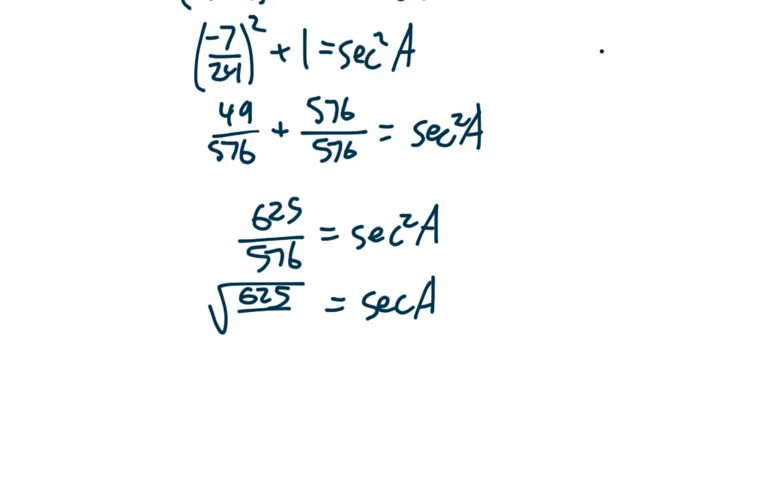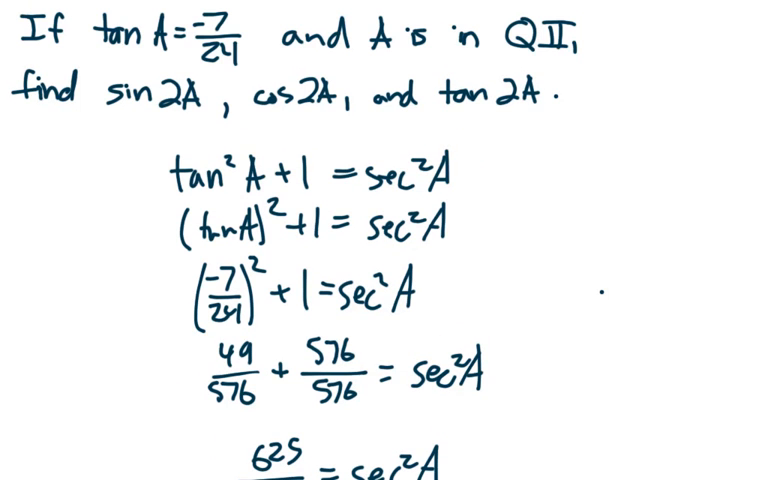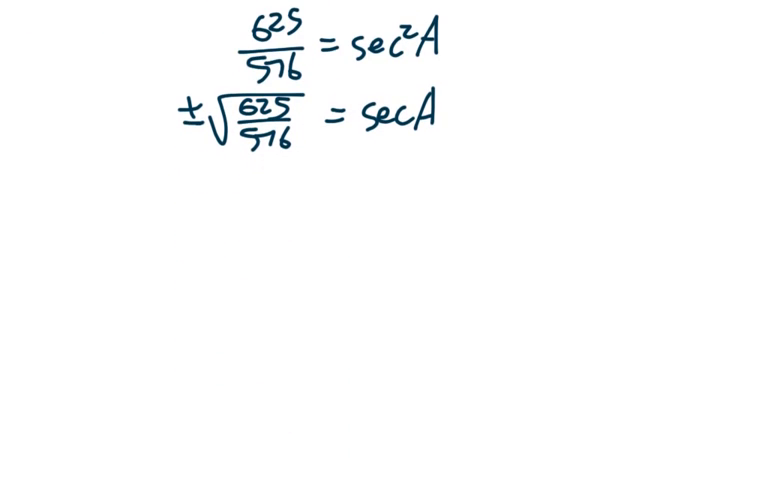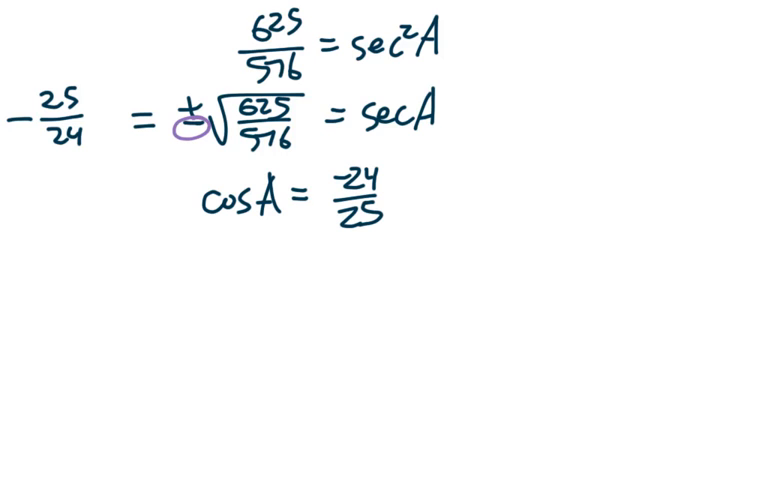And when you take the square root of both sides, you've always got to say plus or minus. Which one do I choose? Plus or minus? What quadrant is A in? Quadrant 2. Well, secant is the reciprocal of cosine. Cosine is negative in this quadrant, so we're going to pick this one. Secant of A is going to be 25 over 24 with a negative in front. There you go. Which means that cosine of A, finally getting down to the good stuff here, is going to be the reciprocal, negative 24 over 25.